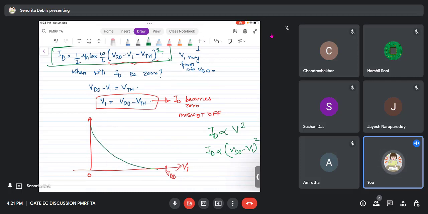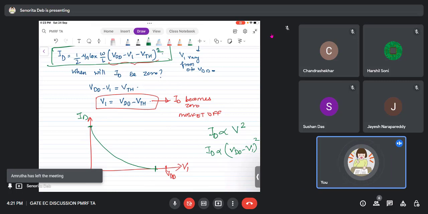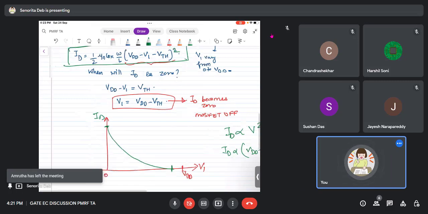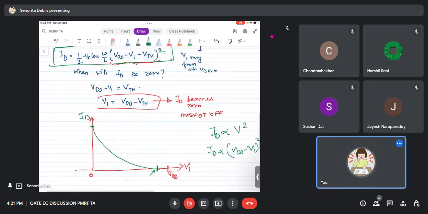So what will happen? Like this. So this will be a maximum value, some value, ID. And when will it be 0? It will be 0 when V1 has reached VDD minus VTH. So it will not go completely to VDD. Before that, the MOSFET will turn off and the current will become 0. Is this clear?